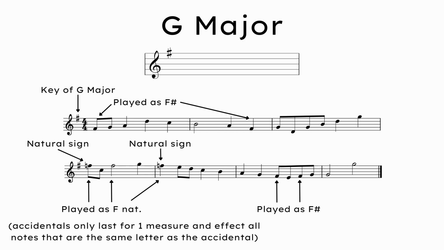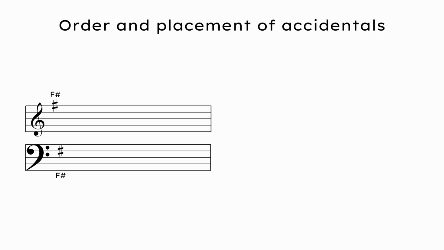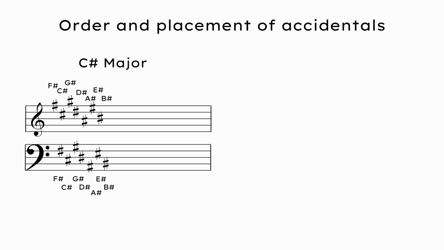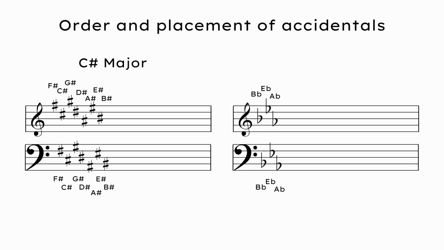The display of the sharp accidentals starts with the F sharp that is located inside of the staff, then moves to the closest note that continues the order of sharps. The same applies to flat key signatures, only starting with B flat instead of F sharp.